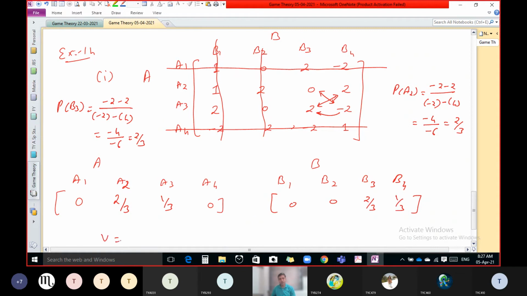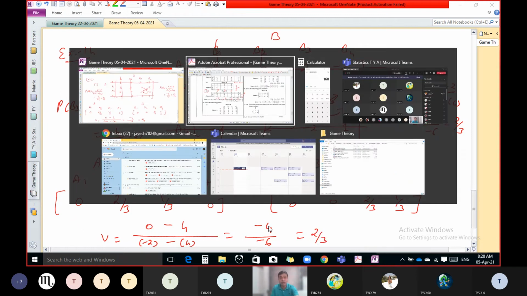And now the last one, the value of the game. For the value of the game, what do we have to do? The denominator is the same, -2 -4. But here you have to multiply these two. What is the multiplication of these two? 2 into -2, that is what? 0. And the multiplication of these two 2s is 4 and there is a minus sign, so we get here -4 upon -6 once again, so we get 2 by 3. So 2 by 3 is the value of the game.